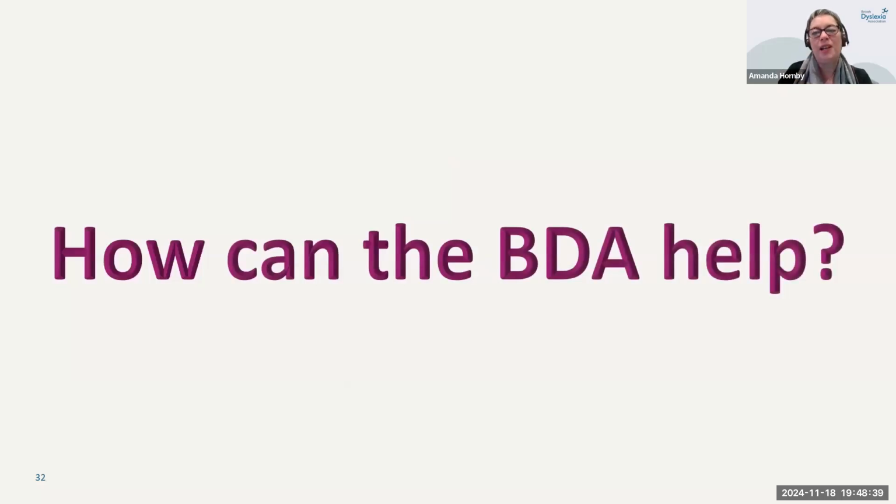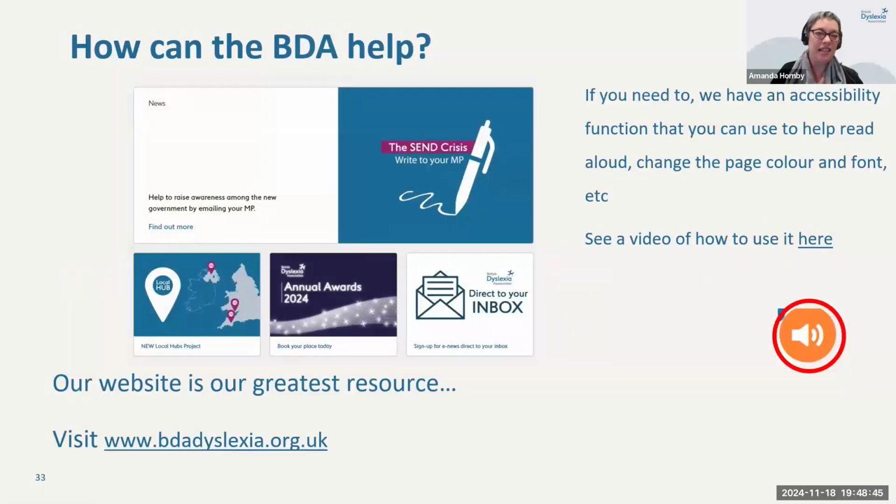So what I want to do now very quickly is go through how the BDA can help. Nikki's very kindly reminded us of some of the things that are available from the BDA, but I just want to say that our website is a brilliant resource. If you do need any help accessing it, then we have this icon here, and when you click on that on the website, it opens up to a whole accessibility function. So you can change the background, the font, you can have it read aloud, magnify it, all of those different types of things. So have a look on that. It gives you lots of information about dyslexia and dyscalculia, and anything else that is associated with us.